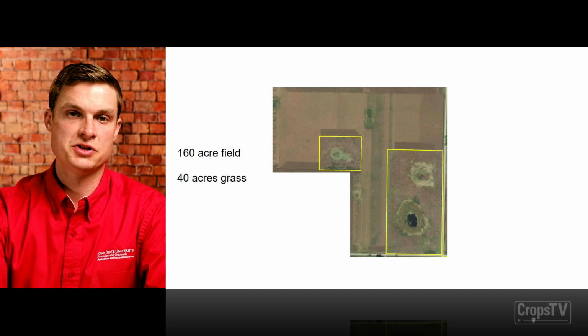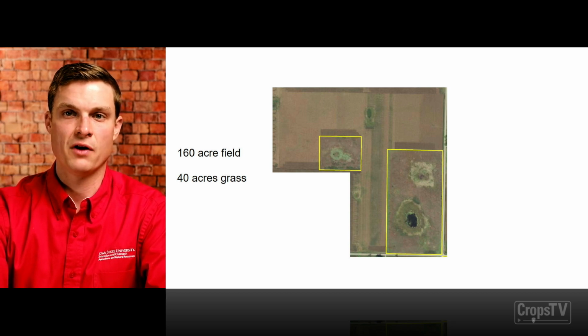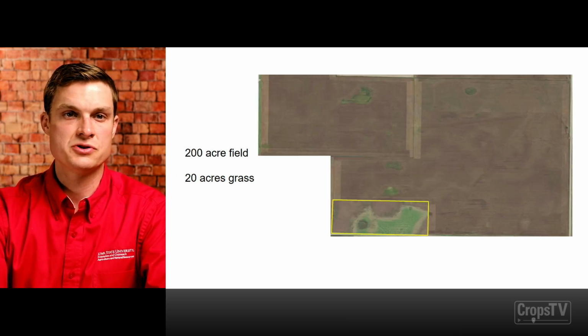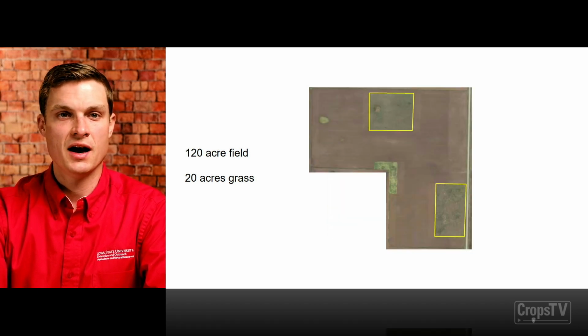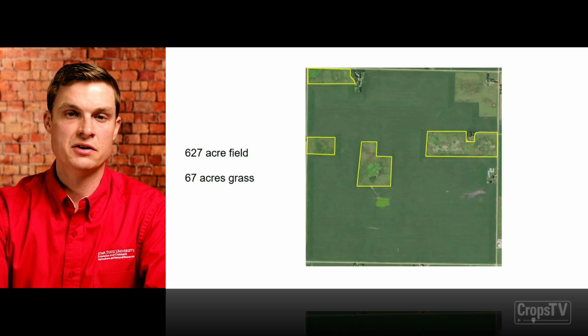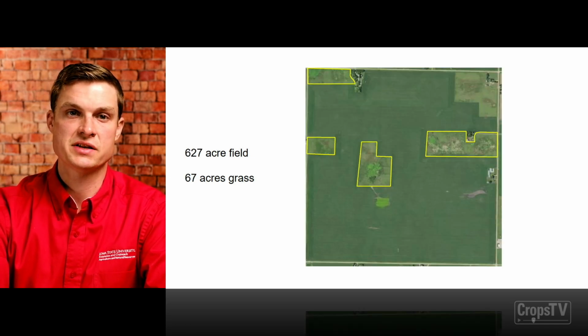Here's another one. Just for context, I'm just going to fly through these farms that we've been working on. Here's another 200-acre field with 20 acres of redefined field edge. Another field with 120-acre field with 20 acres of grass. And here's actually a whole section of ground that has 67 acres of grass put into wet areas.